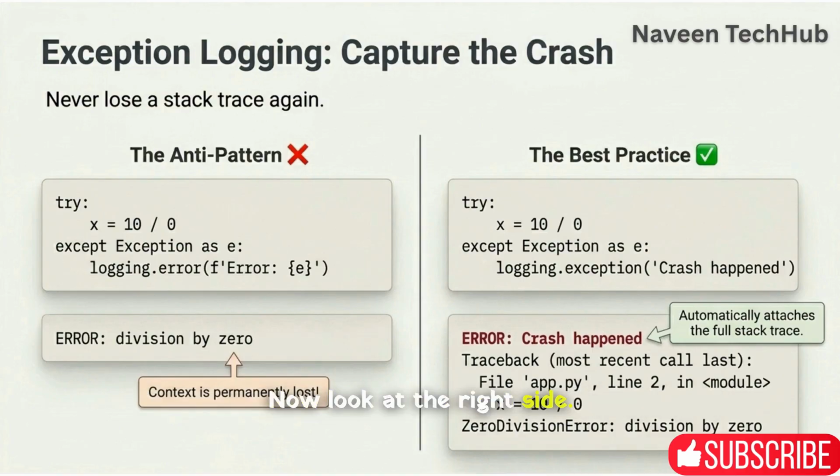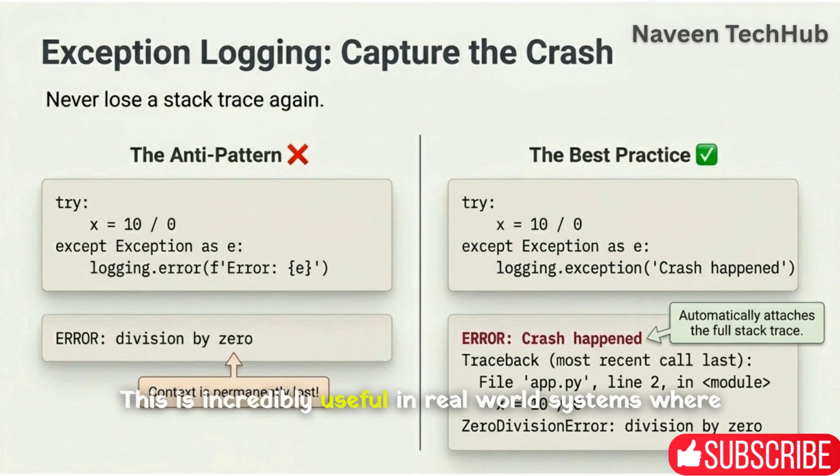Now look at the right side. This is the best practice. Instead of logging.error, we use logging.exception, crash happened. And this is much more powerful. Why? Because logging.exception automatically captures the error, the stack trace, the file name, the line number, and execution context. Now engineers can fully investigate the issue.